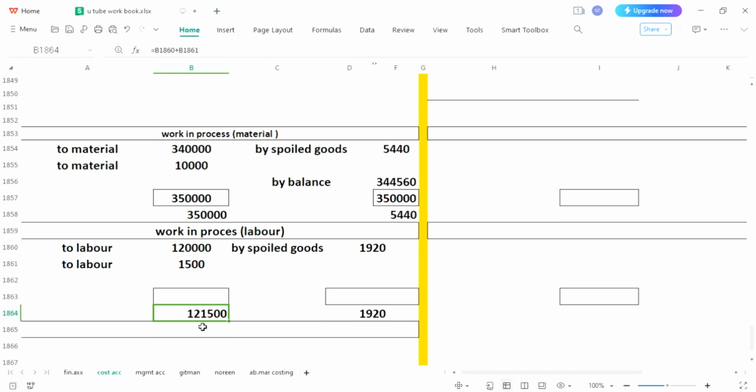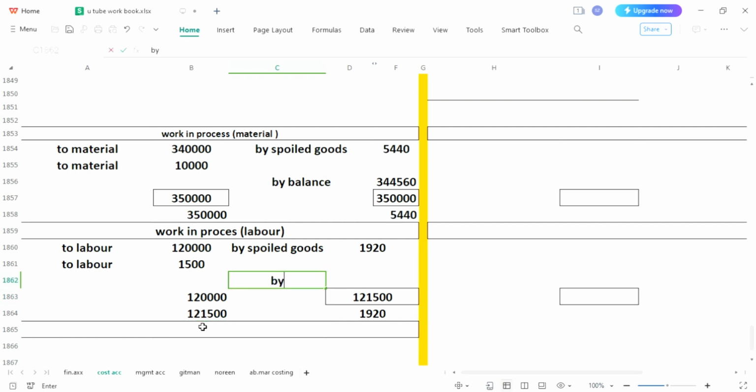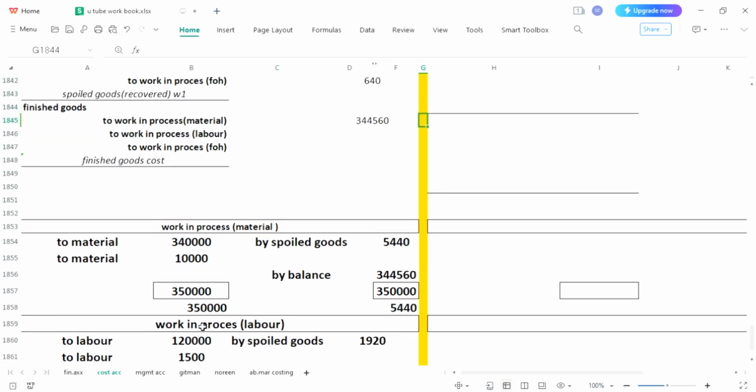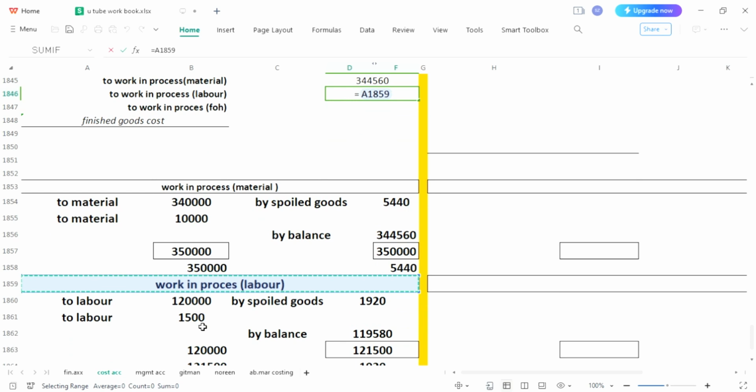Then you will take the larger sum 1210, and you will be posting on total of both sides, after which you will choose smaller side, which is credit. There you will calculate the balance by subtracting smaller sum from the larger sum 121, smaller sum 192. So you have calculated your second amount as well. We'll go to the third entry. We have calculated work in process labor through its ledger. This was the ledger work in process labor, and balance was calculated 119580. So second amount has also been calculated.